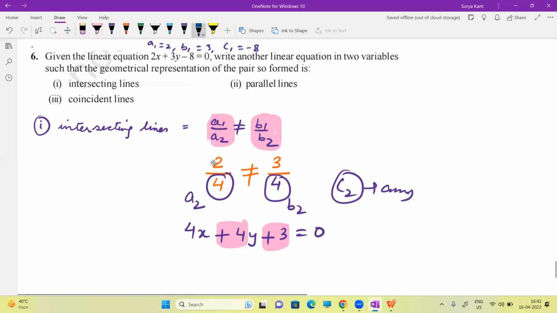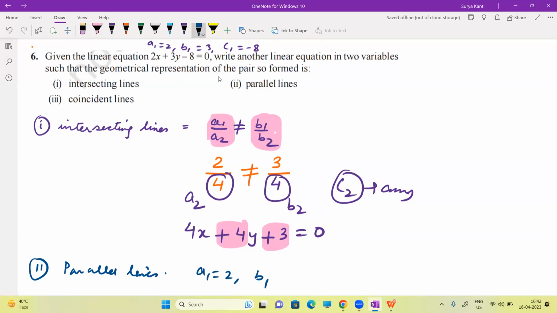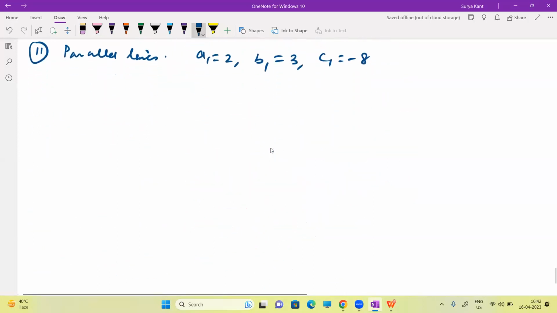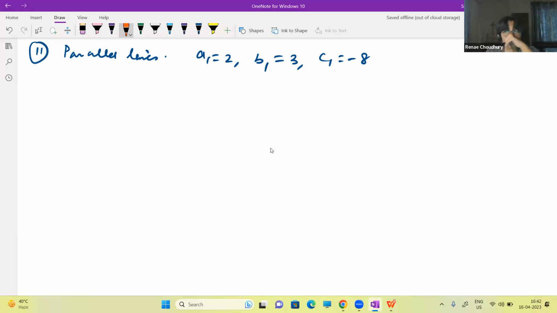So similarly for parallel lines, I'll ask you one question from everyone. For parallel lines, one equation you should tell me now, okay? I'll ask one equation from Hansini, one from Tanishka, one from Harshit, one from Rainy, okay? So A1 is given as 2, B1 is given as 3, C1 is given as -8. What should be the equation for parallel lines? What can we write? Rainy, tell me. It has to be A1 by A2 equals B1 by B2, but does not equal C1 by C2.